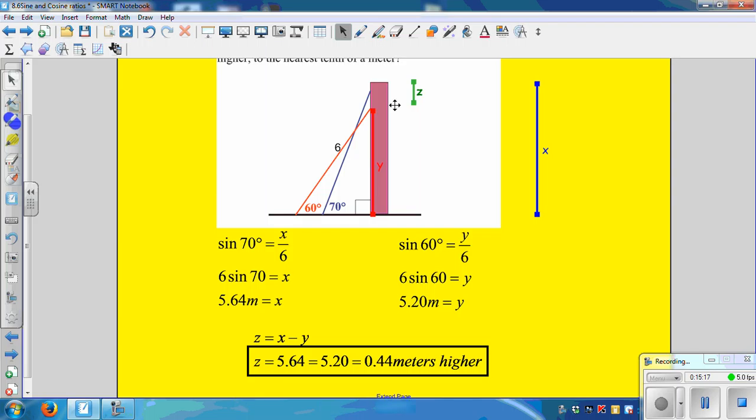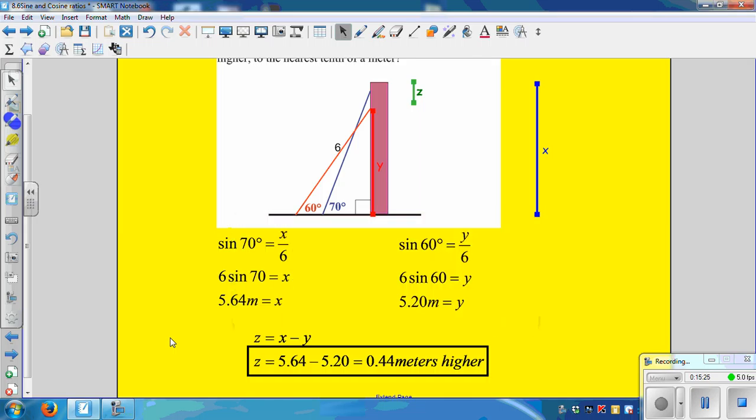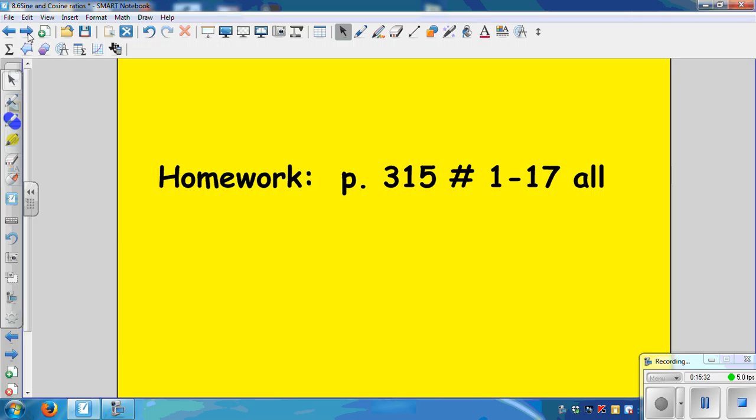So z, which is the difference between those two, can be calculated simply by taking 5.64 minus 5.20, giving me 0.44 meters higher. This is the end of 8.6, sine and cosine ratios.